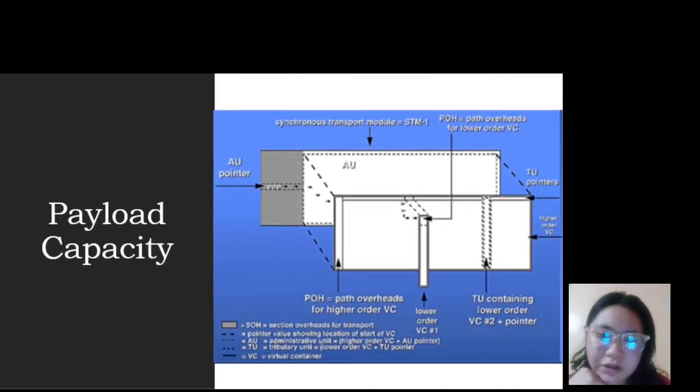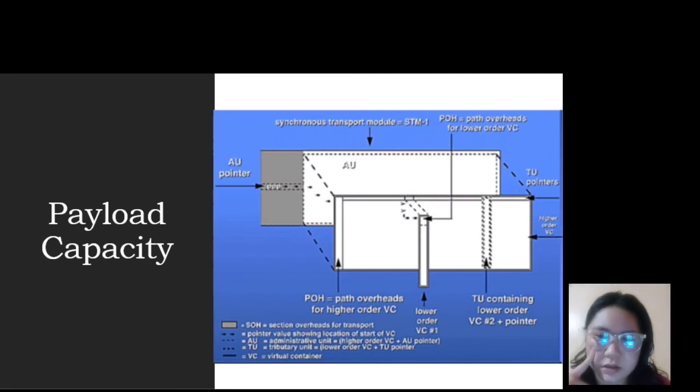Here is a diagram for the payload capacity. For transporting PDH traffic signals, payload capacity is allocated in an integral number of columns, inside of which are management overheads associated with the particular signal. As this figure depicts, the first level of division is the administrative unit, or AU, which is the unit of provision for bandwidth in the main network.